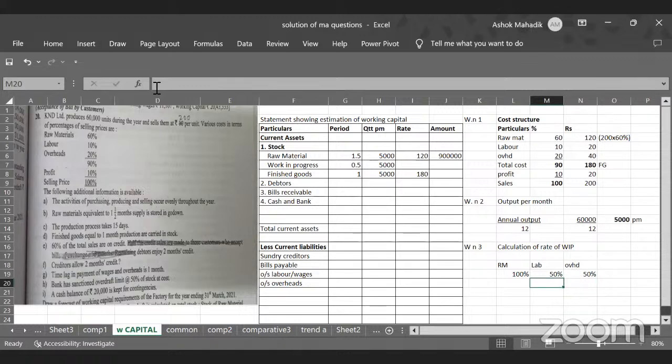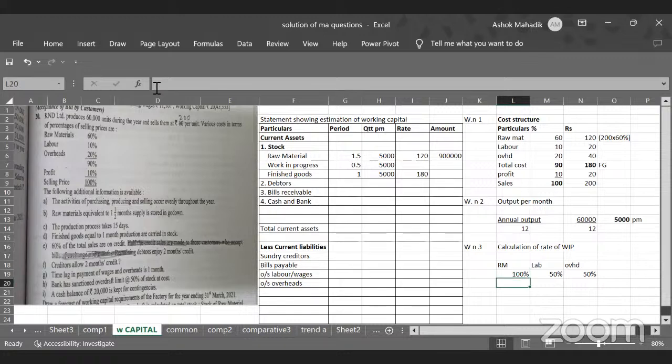Clear? Okay. So what is WIP? Work in progress. Okay. So it is unfinished work. Whenever we have to start any work, we have to put 100% of material, but labor and overheads are presumed that they are not yet completed. They are only done half the stage.